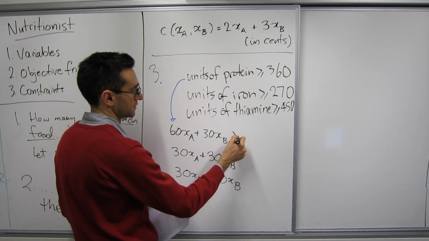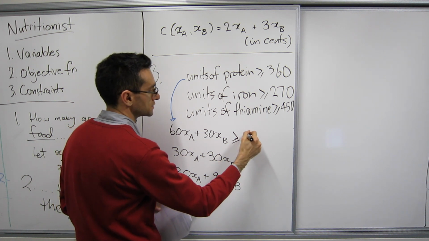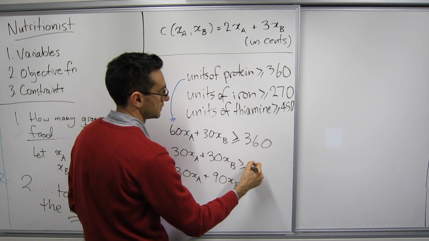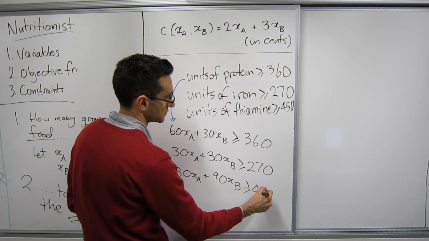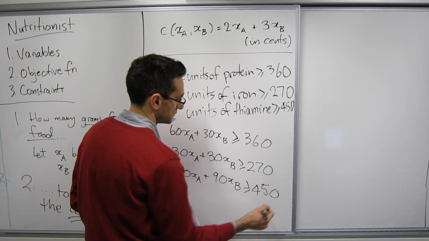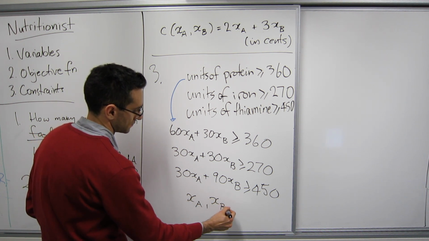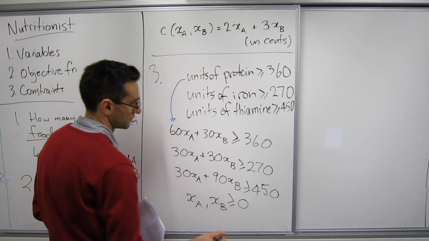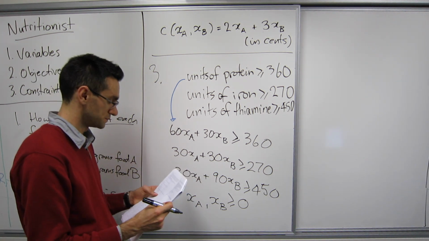And so we have from these here, it should be greater than or equal to 360, that should be greater than or equal to 270, and that should be greater than or equal to 450. And likewise we need XA and XB to be non-negative, because we're measuring grams of food.